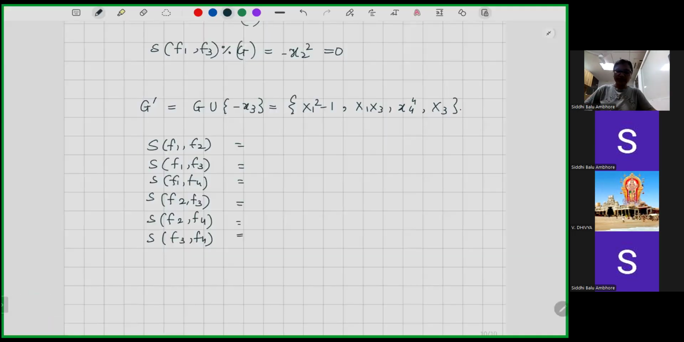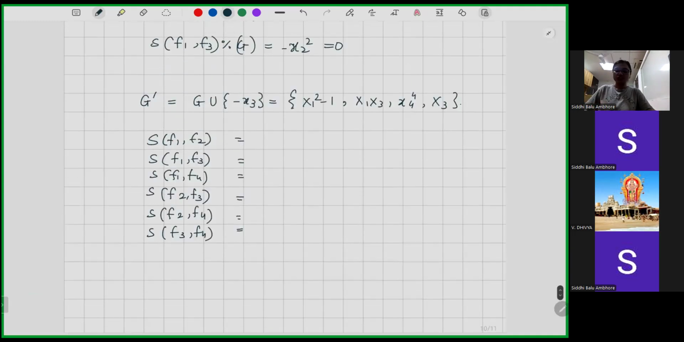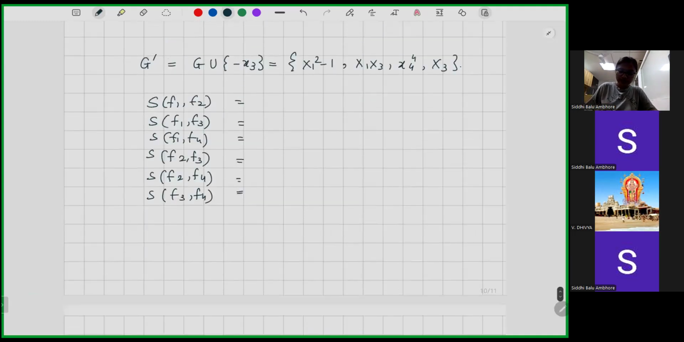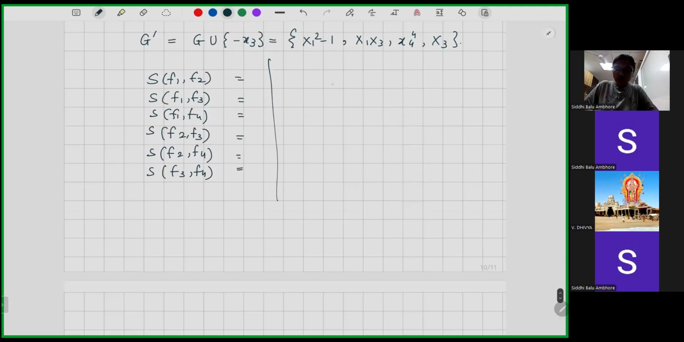So what I was saying is that even with these new terms with G added, the S pairs give extra non-zero remainders. So you understood the code. Code was not the problem, right?